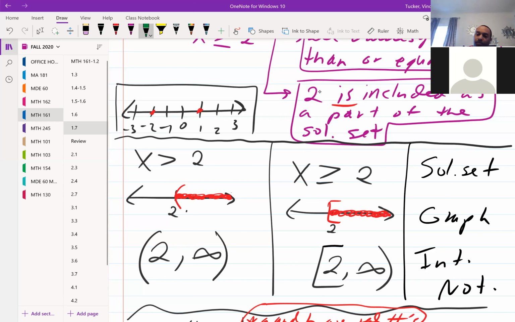All right. Questions before we look at a chart that shows us all of our scenarios?